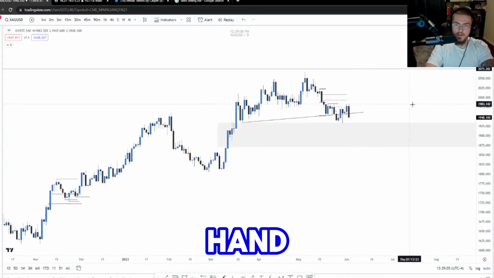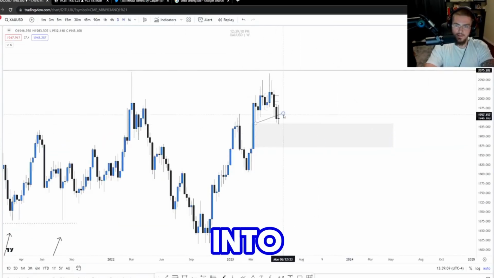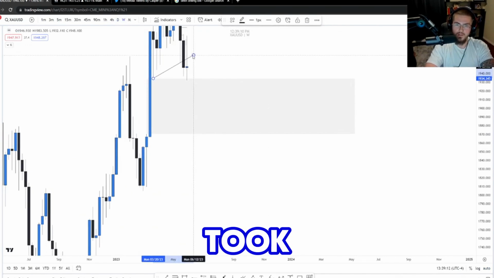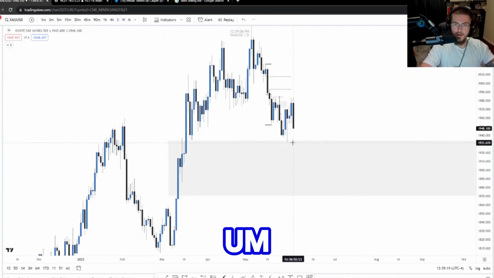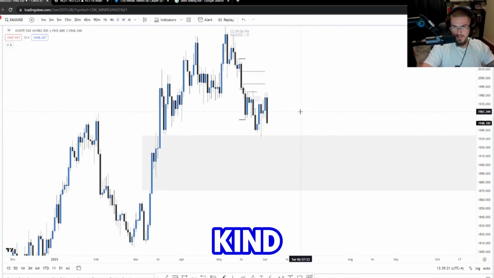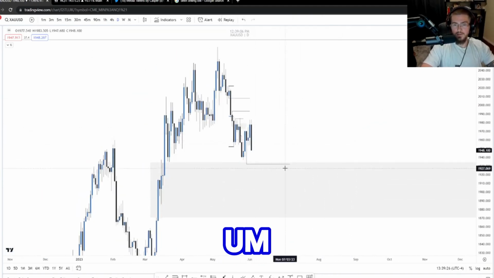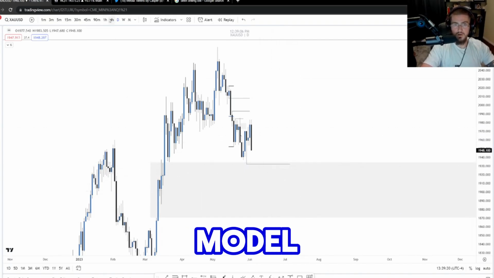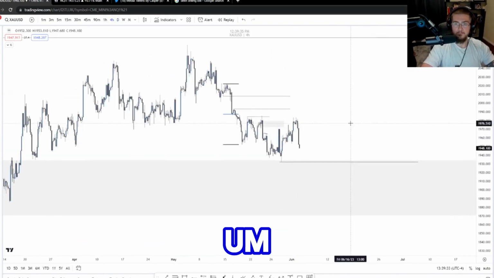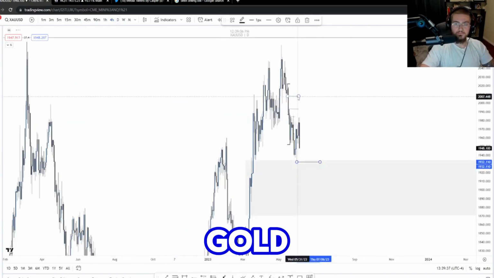Now, gold, on the other hand, we're kind of just coming down. Not really tapping into this level as much as I thought we would, or as much as I think we will. I think we're going to go deeper into this level down here. And again, really just take that day by day. The dollar's going to be crazy. What I would like to see here is some kind of push down deeper into this level, maybe even a market maker model into it on the higher time frames. But overall, I'm looking for 1932 on gold.